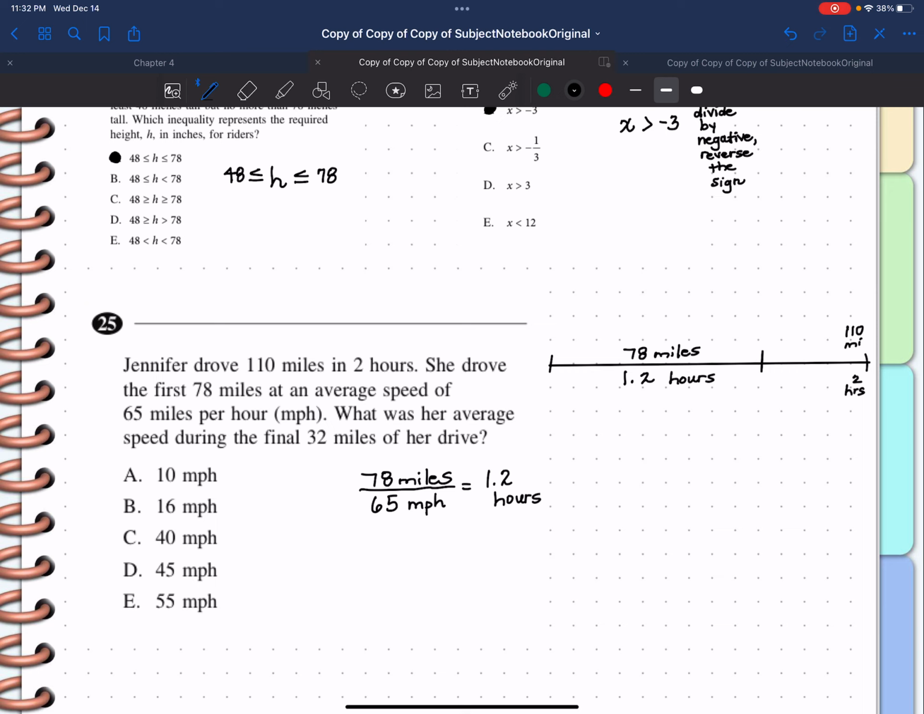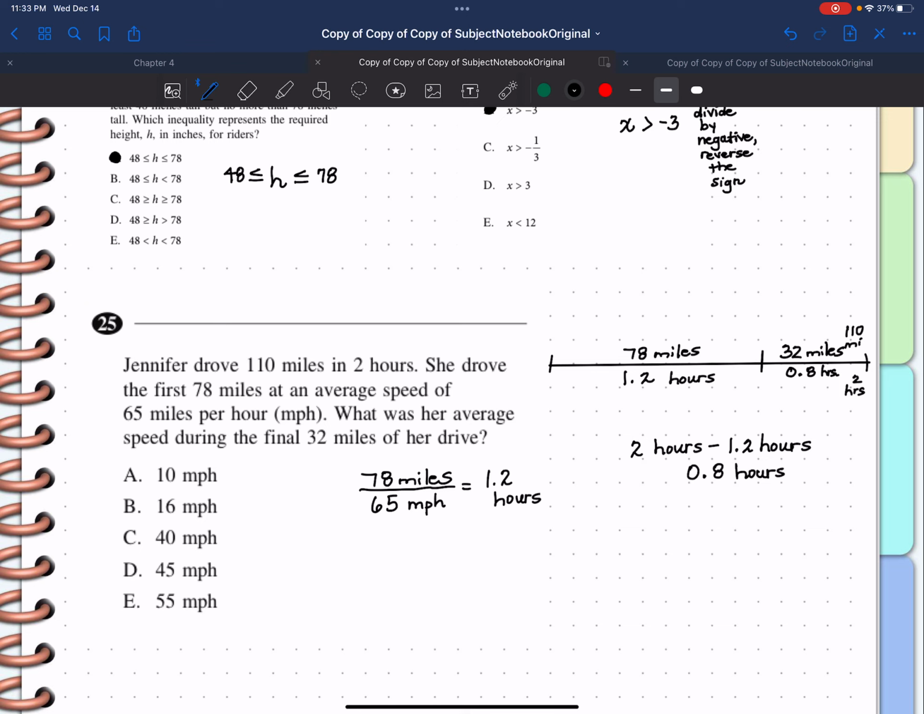So if I take the 2 hours that the whole trip took minus the 1.2 hours for that 78 miles of her trip, that's going to leave us with 0.8 hours. That's going to be this number. And we know that it was 32 miles because 32 plus 78 is 110.